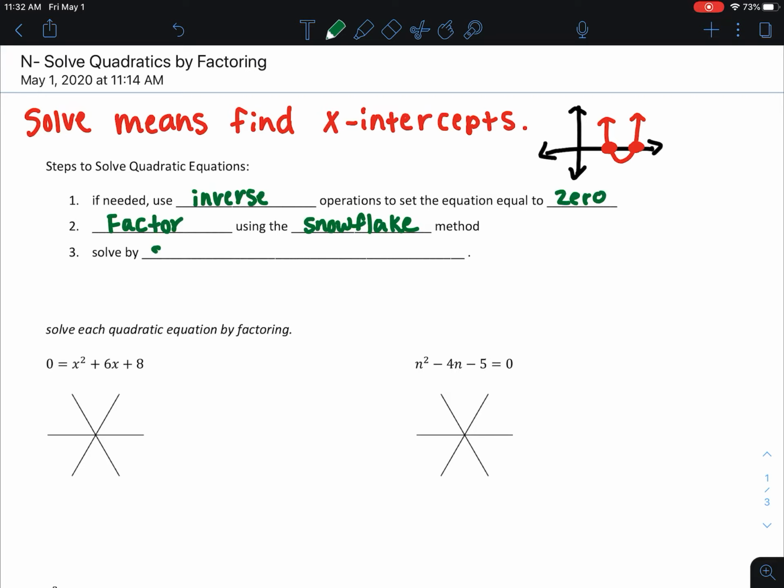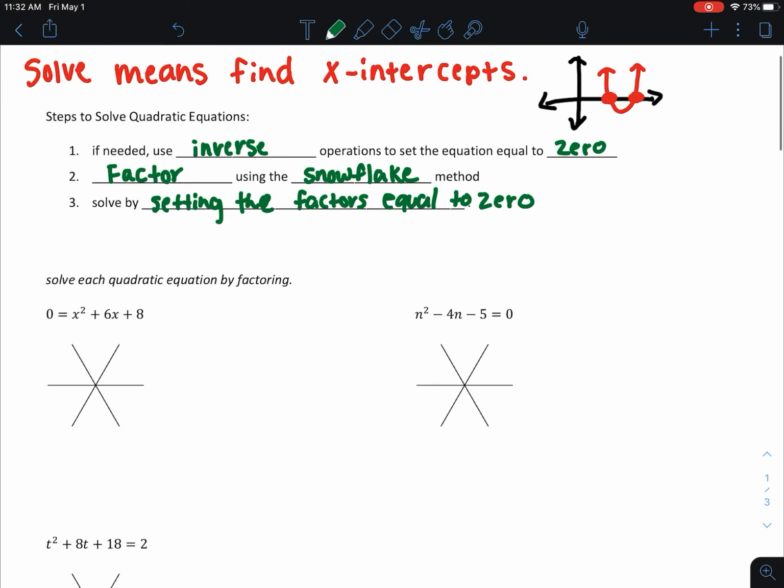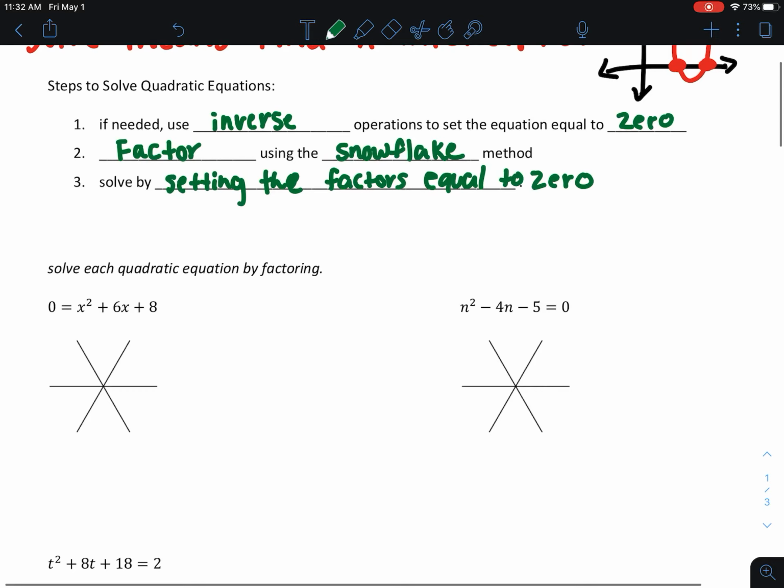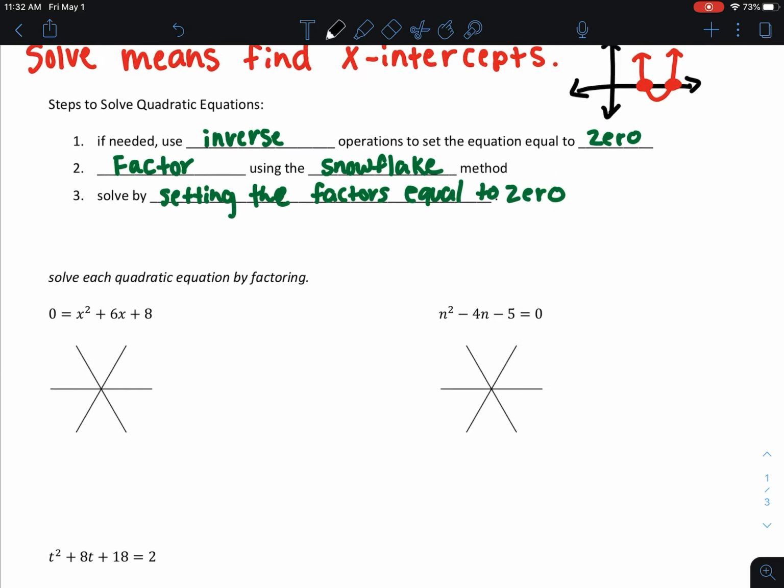The third step is to solve by setting the factors equal to 0. So I'll show you that in a second, but it's just 3 steps. Sometimes you can skip the first step, like let's look at this first equation.